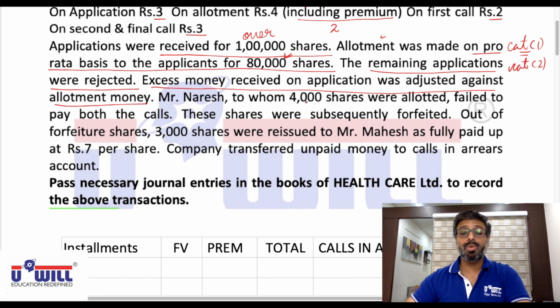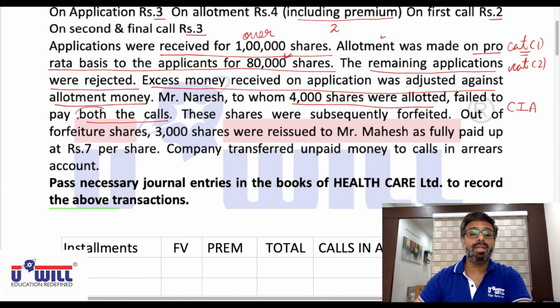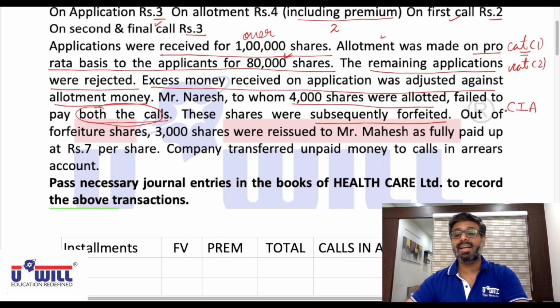Mr. Naresh, to whom 4,000 shares were allotted, underline this, failed to pay both the calls. So these are calls in arrears. But failed to pay both the calls means what all money he has not paid, first call and final call. Okay. These shares were subsequently forfeited, means after the final call they are forfeited. Subsequently forfeited means they are forfeited after final call.